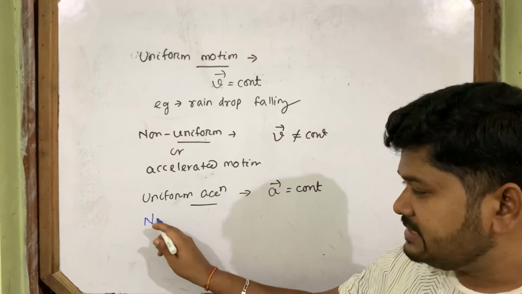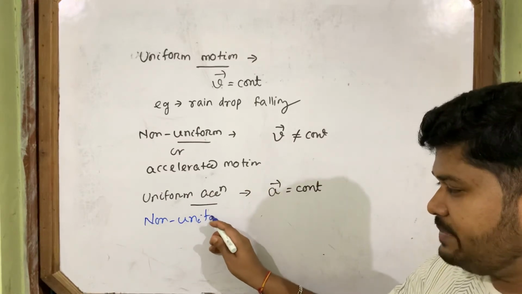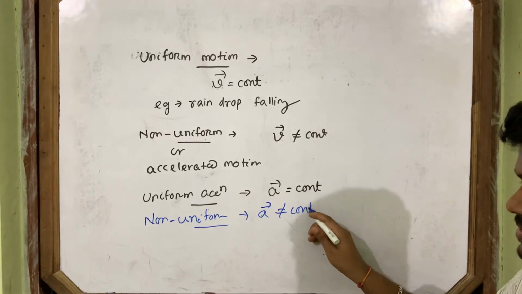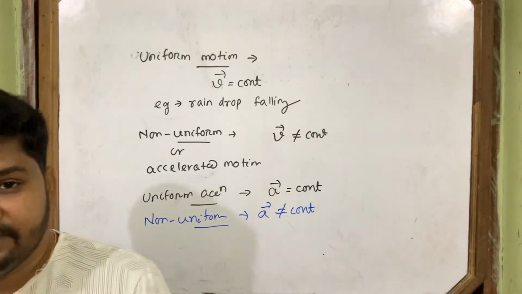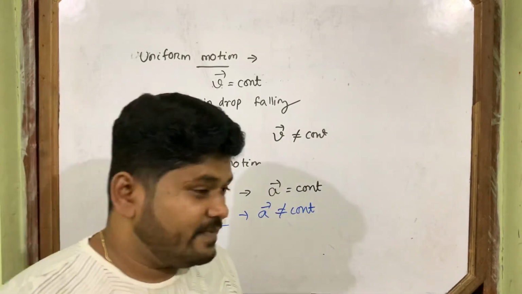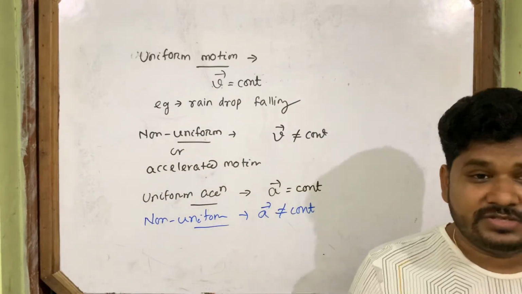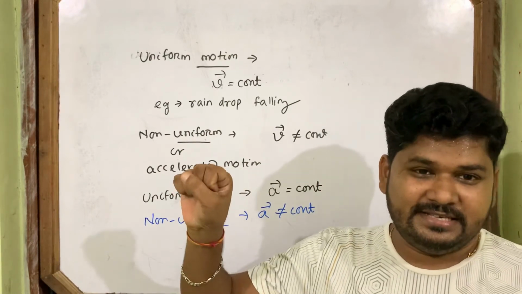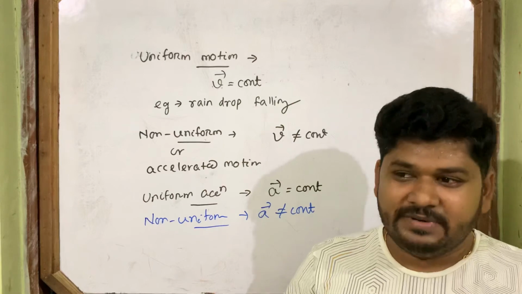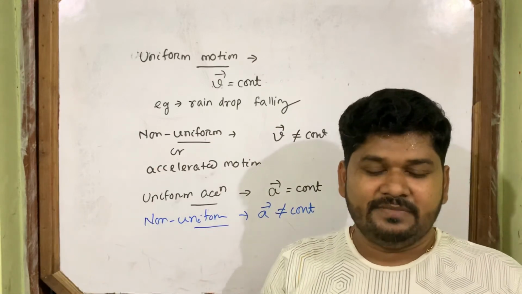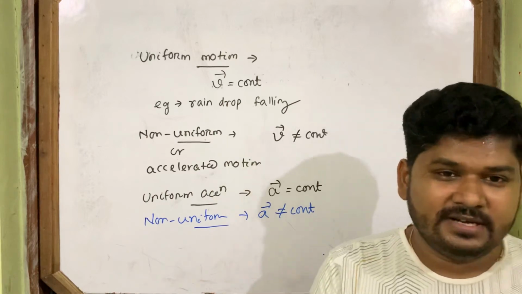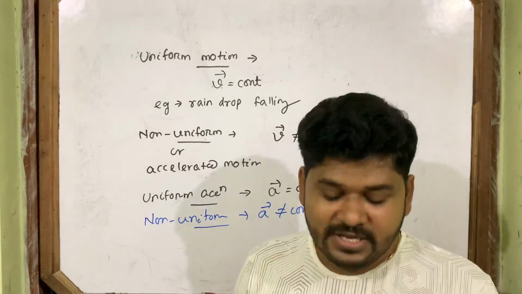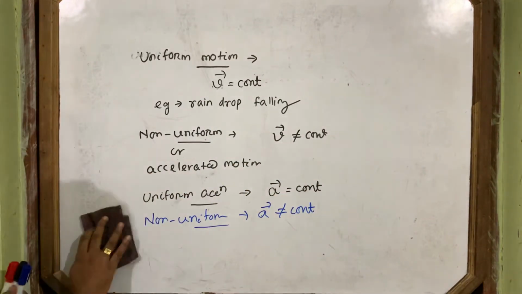Then non-uniform acceleration means what happens here? Acceleration is not constant. A practical example: when you drive your vehicle on the road, sometimes you increase the acceleration, sometimes you decrease the speed. Sometimes you change direction to the right, sometimes to the left. That is the best example of non-uniform acceleration. So these are the different natures of motion.